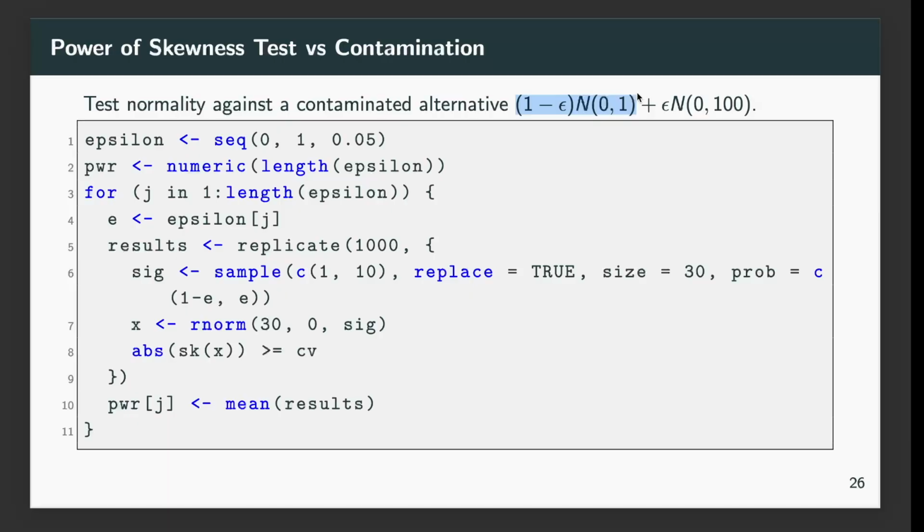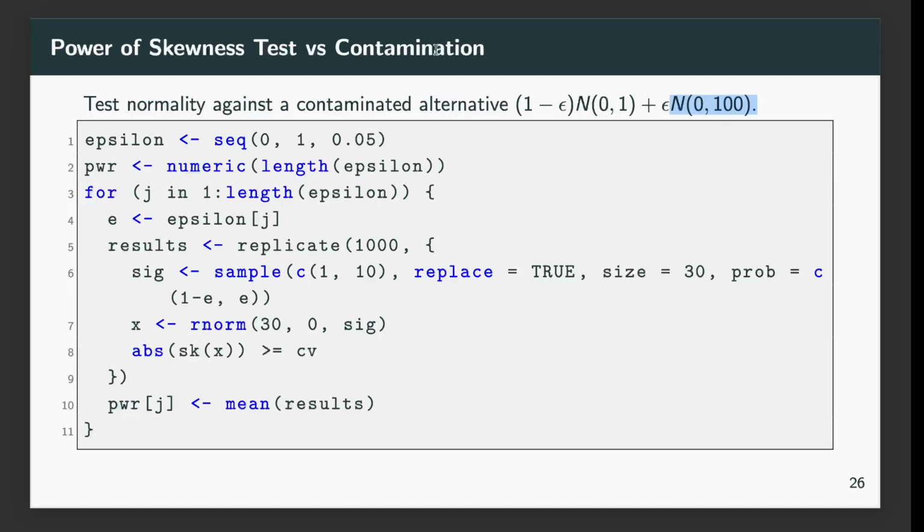Which means that there's no contamination, and the power should equal the type 1 error rate. But when epsilon equals 1, we have a pure high variance, a standard deviation of 100. This is an extremely non-normal distribution. And in this case the power should be very high.